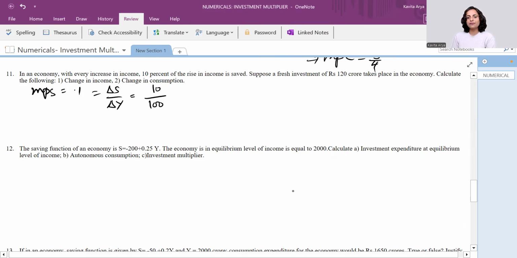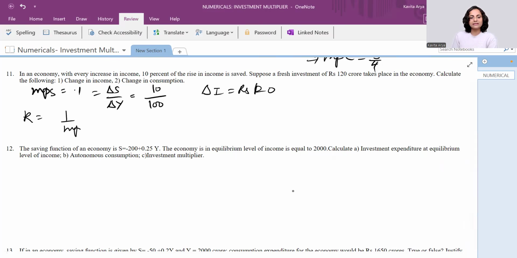And they say suppose a fresh investment of 120 crore takes place in the economy. Calculate the following: change in income and change in consumption. MPS is there with us, so can we find K? K is equal to 1 upon MPS, and that's equal to 1 upon 0.1, which is 10.